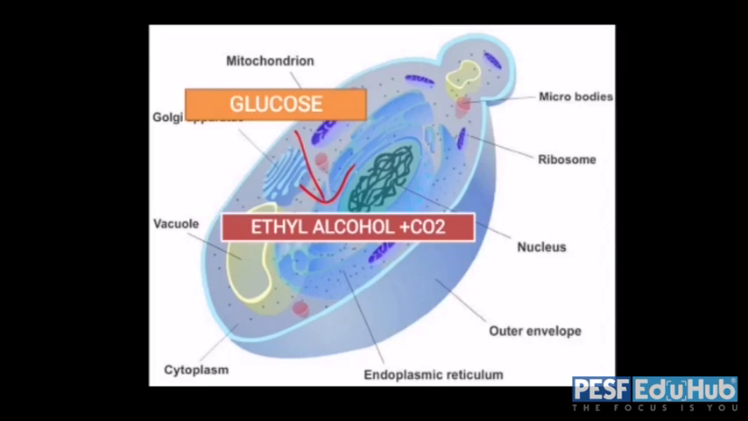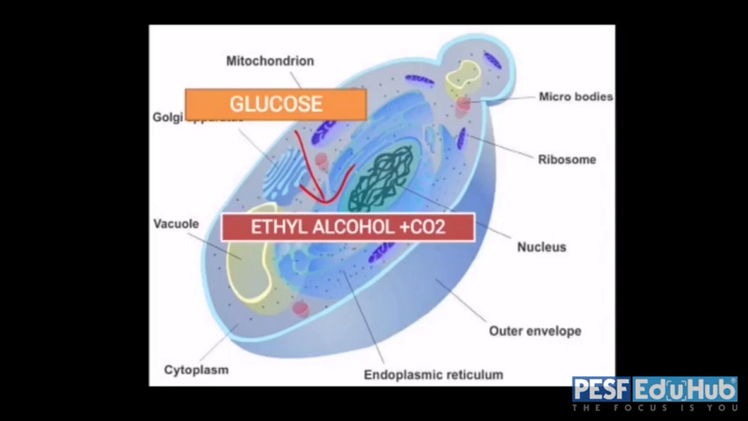Here the type of respiration is anaerobic. There are some parasites in our intestine, like Ascaris and Taenia solium, the tapeworm. All endoparasites show anaerobic respiration. Why do they show anaerobic respiration? Because there is no oxygen.